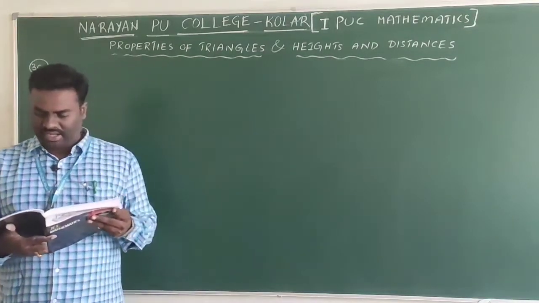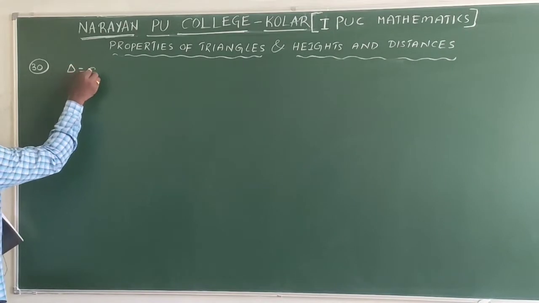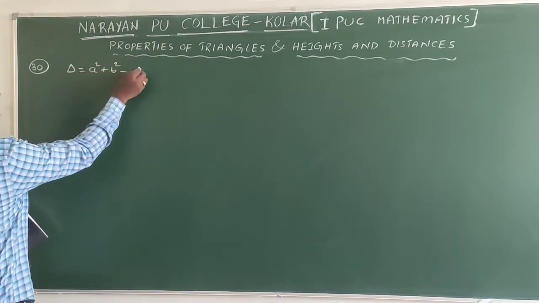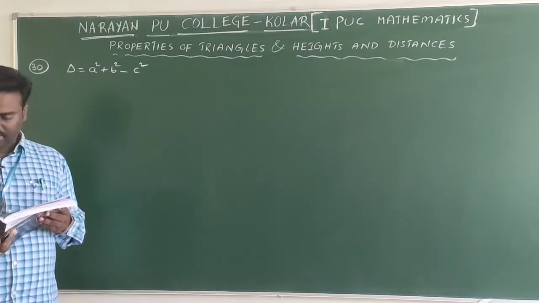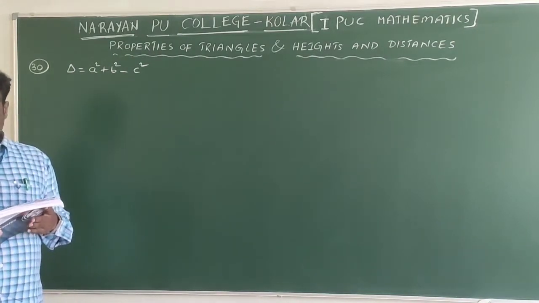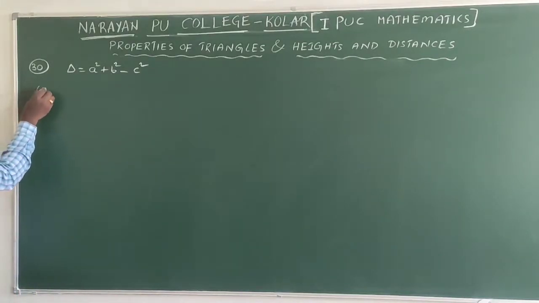The area of triangle ABC is denoted by delta. Given that delta equals a square plus b square minus c square, where a, b, c are the sides of the triangle, find the value of tan C. Okay, we need to find tan C.